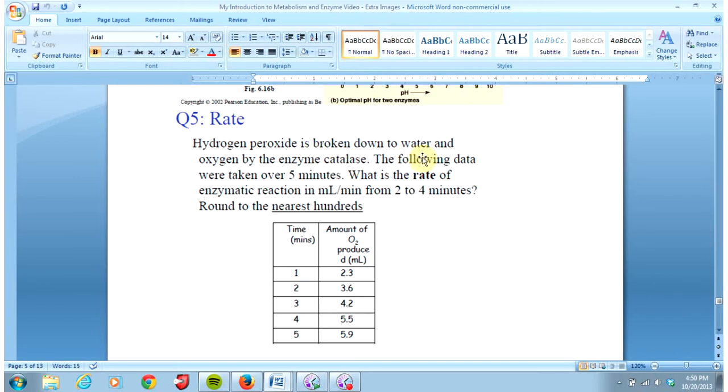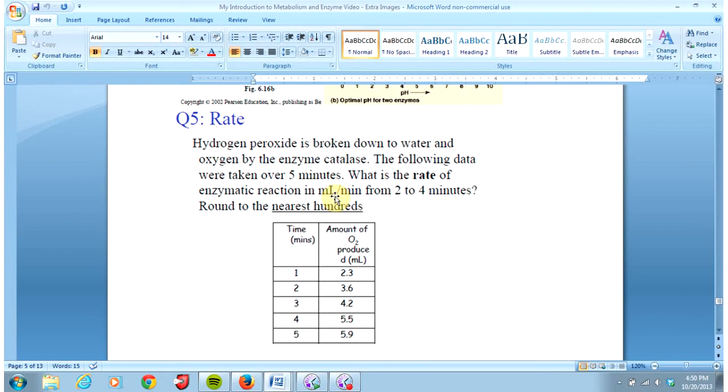And it tells us we're taking some data over 5 minutes, and we're measuring the amount of oxygen produced, oxygen being one of the products of the reaction, at each time in minutes. So they want to know what the rate of the enzyme reaction is in milliliters per minute from 2 to 4 minutes. And they want us to round our answer to the nearest hundredth. So how are we going to do that?